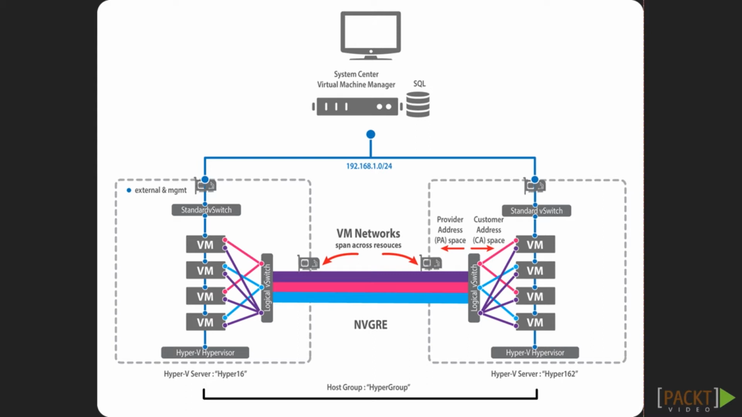The provider address looks for inbound and outbound traffic for customer virtual machines, and then allows virtual machines to communicate at the physical layer. The CA space belongs to virtual machines participating in the Hyper-V network virtualization. The customer address is the IP address assigned to the virtual machine.